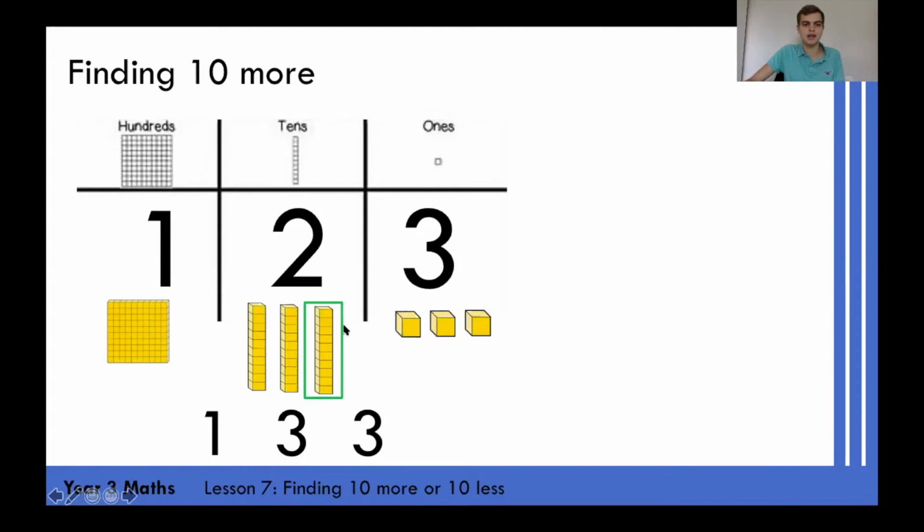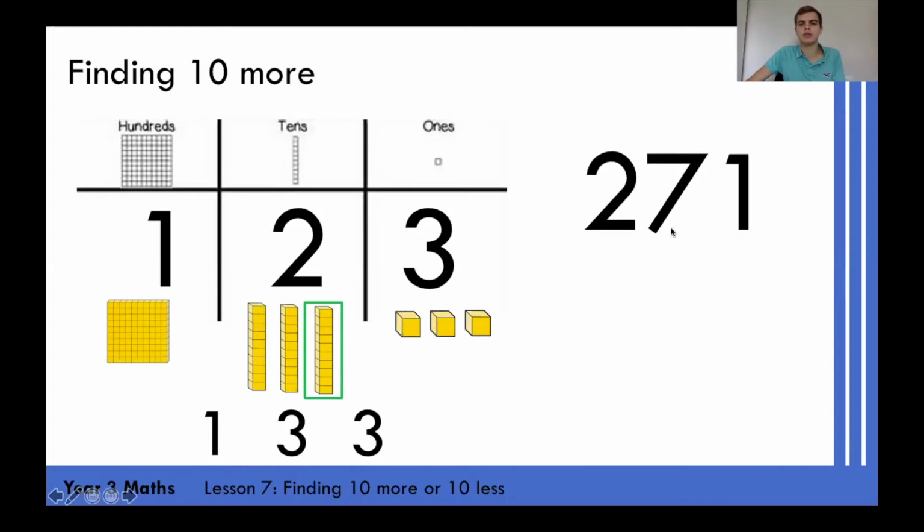Can you see the digit in my tens column has gone up by 1 because I've added 1 ten? My hundreds have stayed the same. My ones have stayed the same, but my tens has increased by 1 because I'm adding 10 more. Here we go. Let's have a go at a different number. And here I've got the number 271.